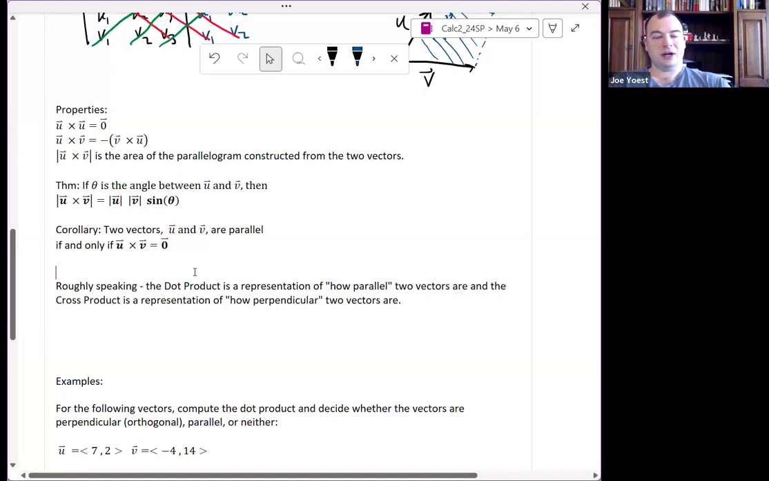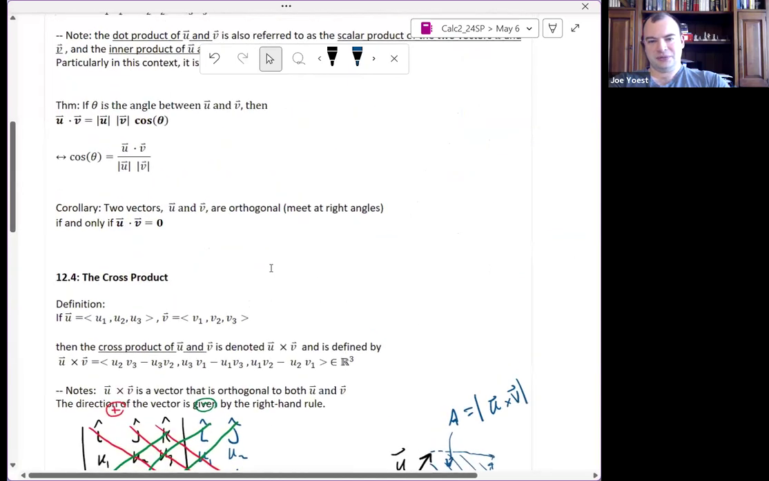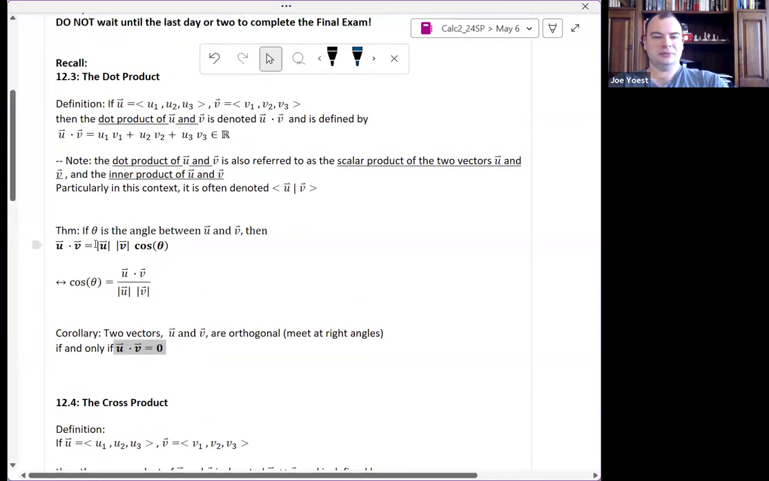So roughly speaking here, we don't often say roughly speaking in math, but here we will. The dot product in some sense is a representation of how parallel two vectors are. If we have two vectors that are perpendicular, as not parallel as you can get, their dot product is zero, and their dot product is maximized. It's as large as it gets for the same two vectors if we're rotating them.